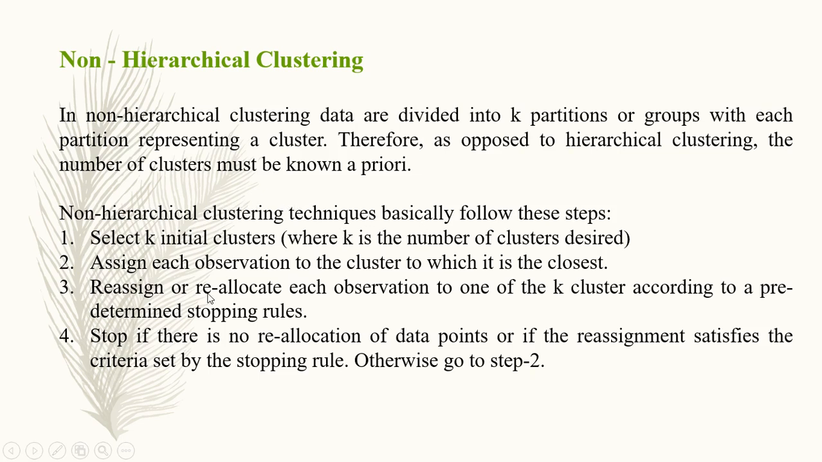These are all the steps. First, select k initial clusters, where k is the number of clusters desired. Second, assign each observation to the cluster to which it is closest. Third, rearrange or reallocate each observation to one of the k clusters according to a predetermined stopping rule. Stop if there is no reallocation of data points or if the rearrangement satisfies the criteria set by the stopping rule. Otherwise, go to step 2. These steps are automatically performed in the software.